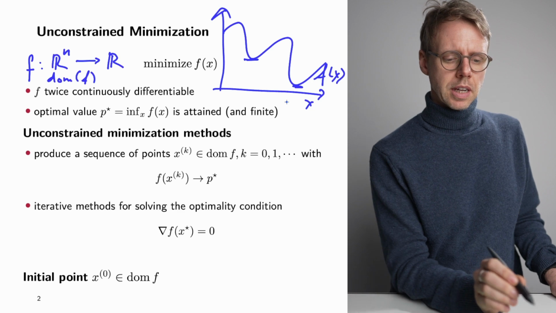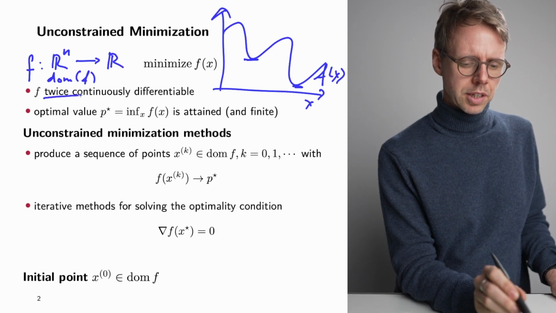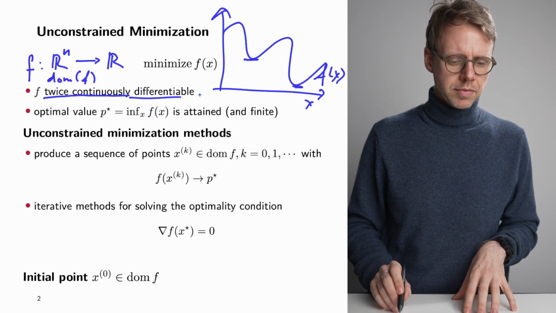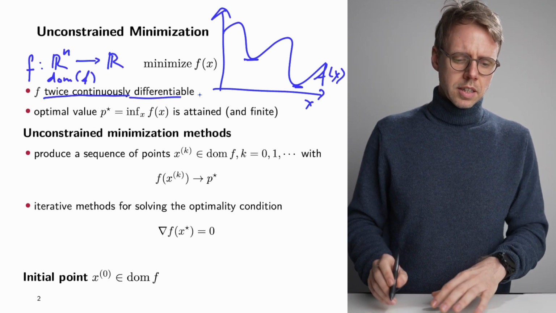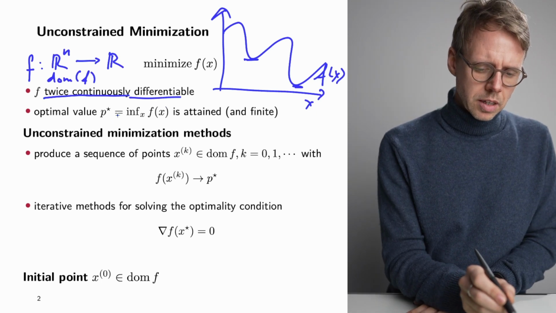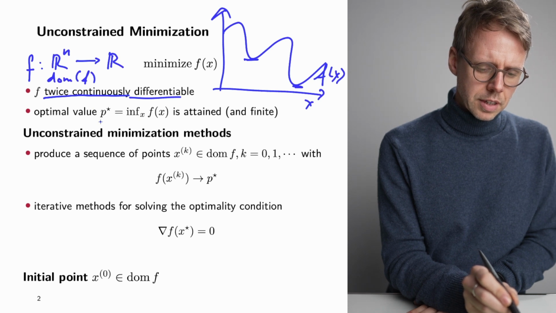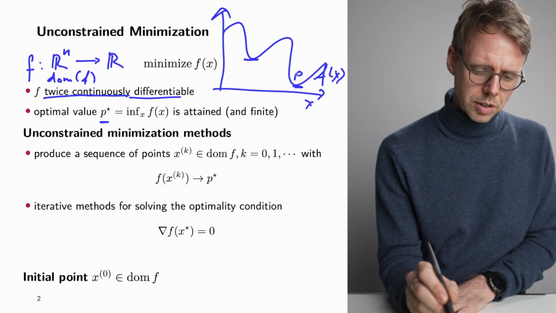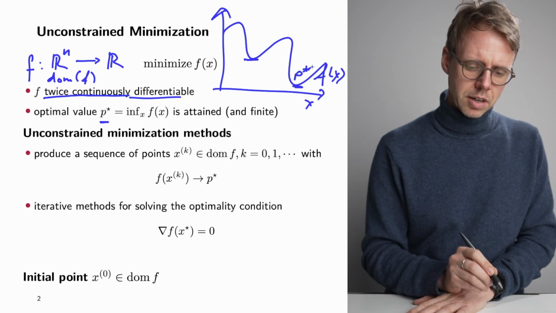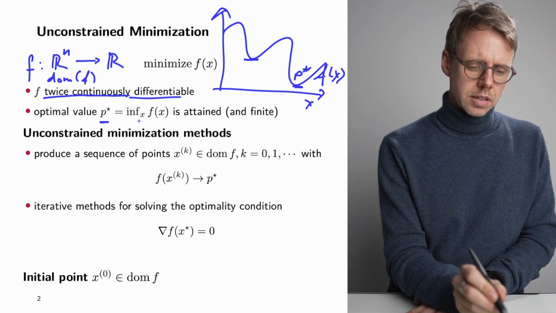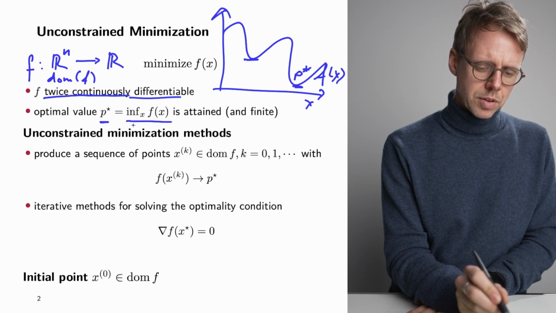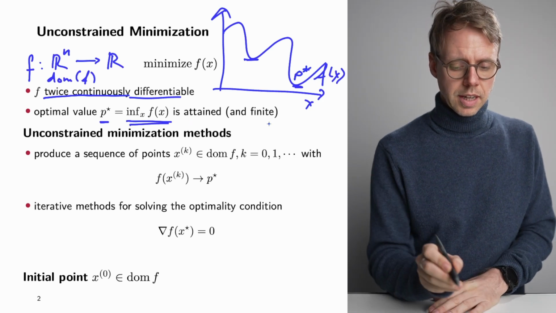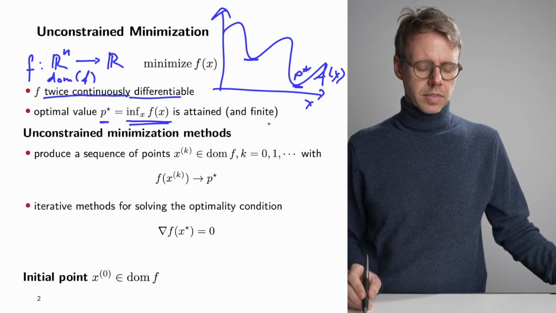We assume that f is twice continuously differentiable for the algorithms that we look at. And we are looking for p star, which is this optimum. So we would call this here p star. It's the infimum of f(x), and we hope that it is attained and finite.